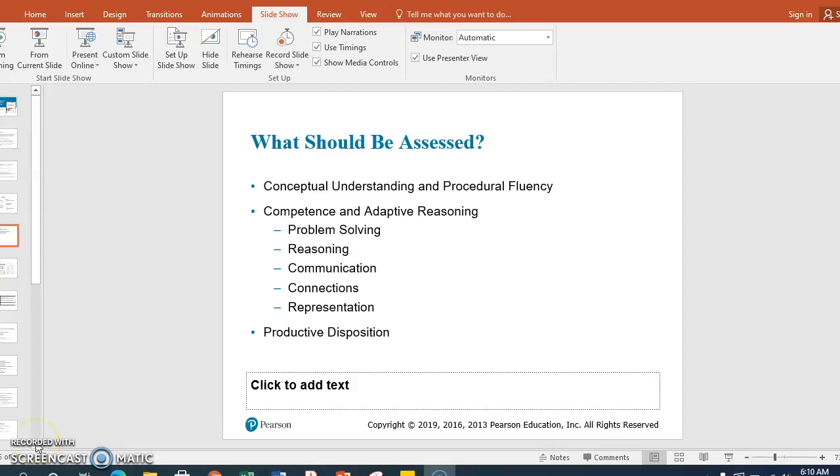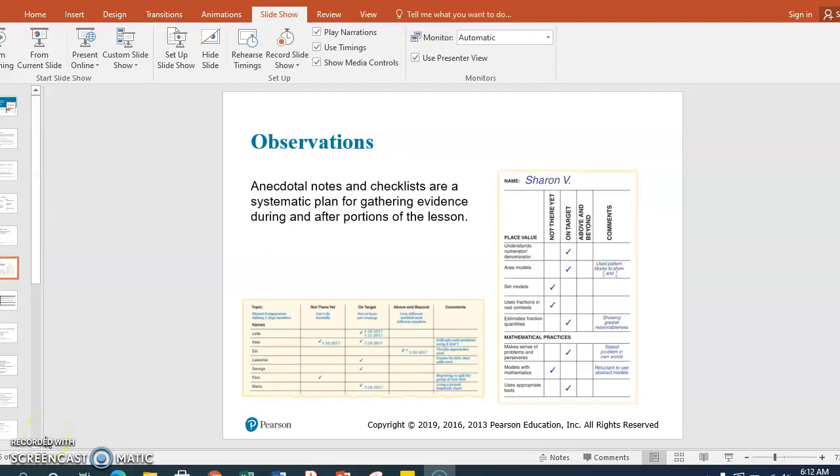Productive disposition. Collecting data on students' ability to persevere as well as their confidence and belief in their own mathematical abilities too. This is obtained with observations, student self-reports, interviews, and writings. Anecdotal notes and checklists are a systematic plan for gathering evidence during and after portions of the lesson.